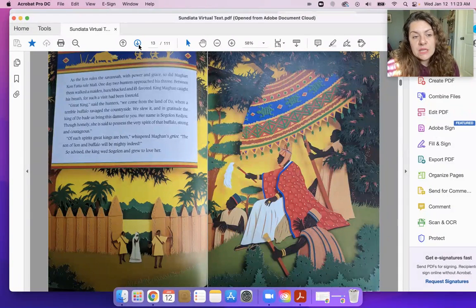Now, if you don't know what homely means, she was known for being very unattractive. And so they're bringing them, they're like, hey, we have this woman for you. Even though she's unattractive, she has the spirit of the buffalo.